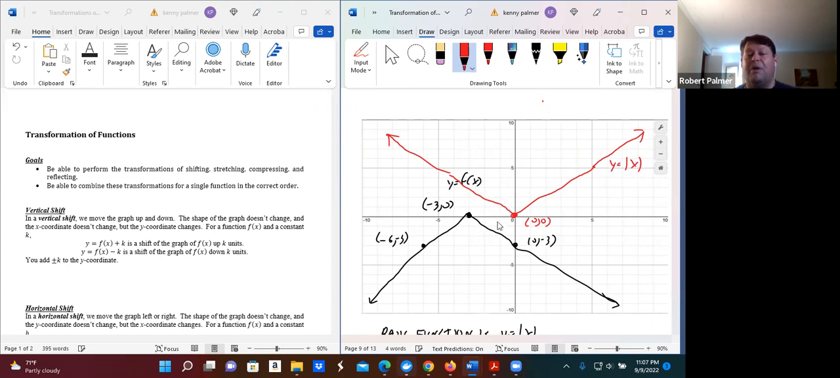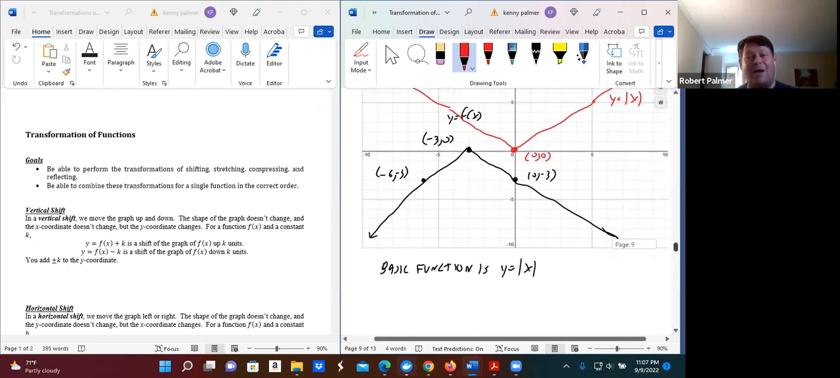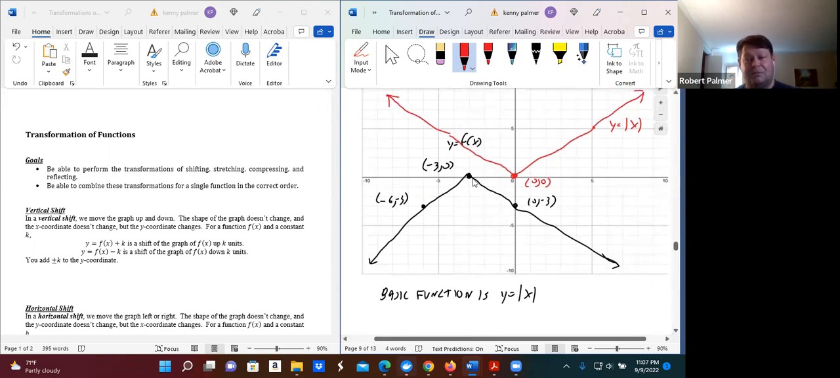Now, we want to figure out how it got from here to here, what transformations took place. Then we'll be able to write out the equation for this. Now, let's take a look. Let's think about where our points go. Let's think about this point 0, 0 and figure out where it went.